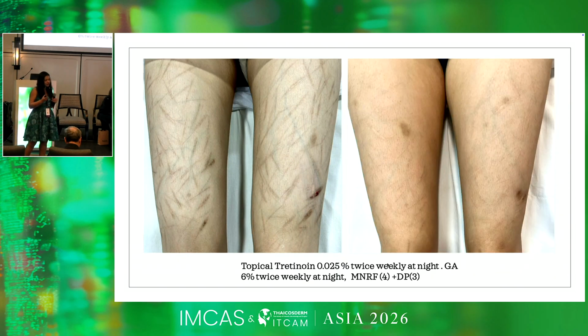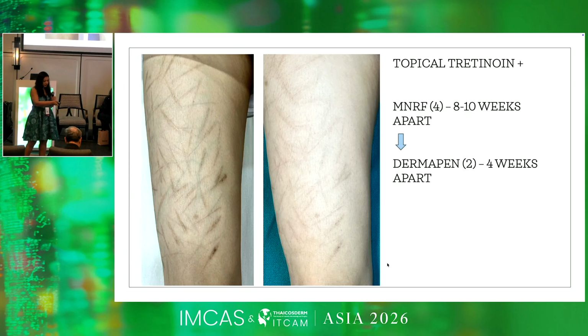This is treated with topical tretinoin 0.025% at home, twice weekly at night, glycolic acid 6%, twice weekly at night, 4 sessions of microneedling RF, and 3 sessions of Dermapen. This is what I was able to deliver. Again, she's still undergoing treatment. So this is what I already told.